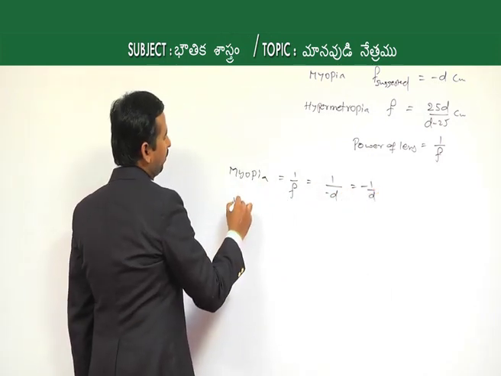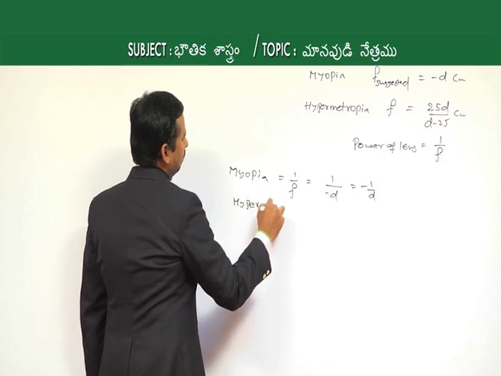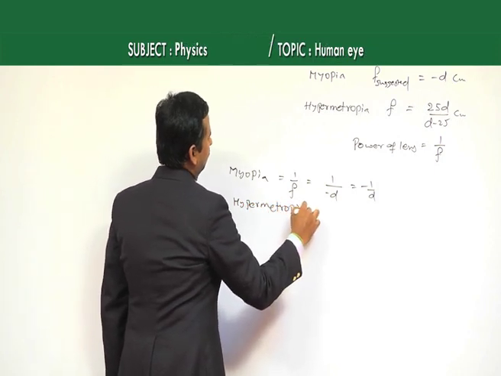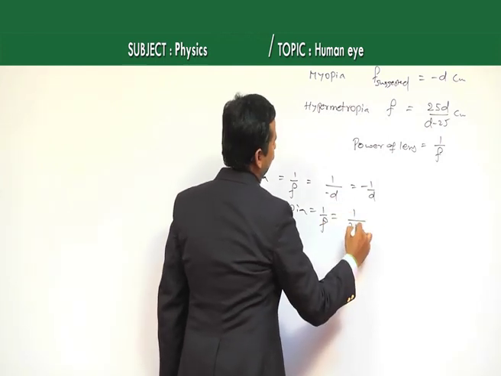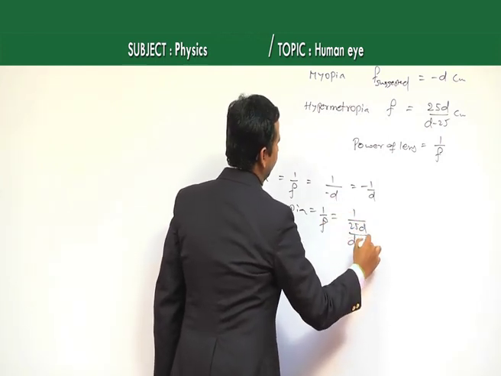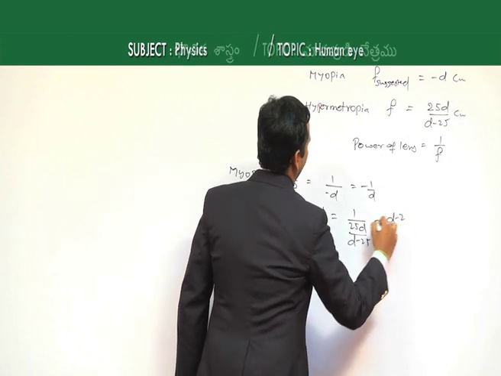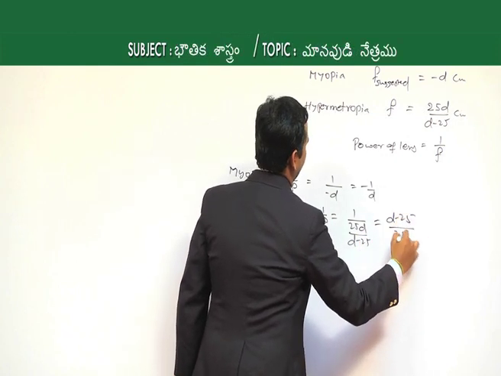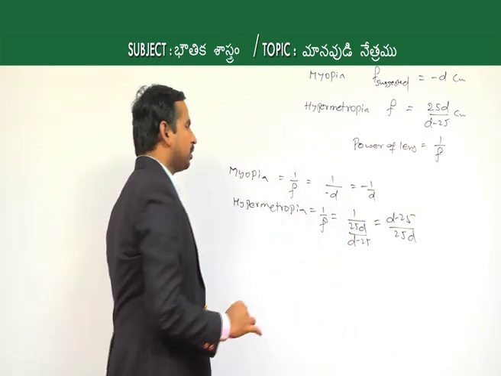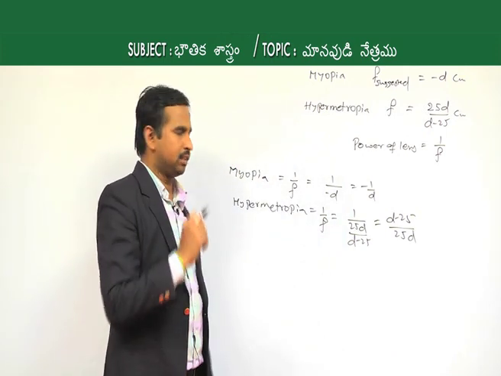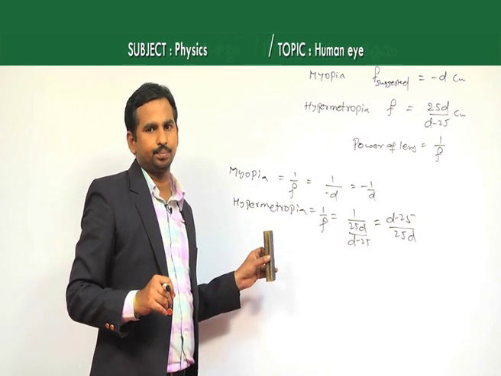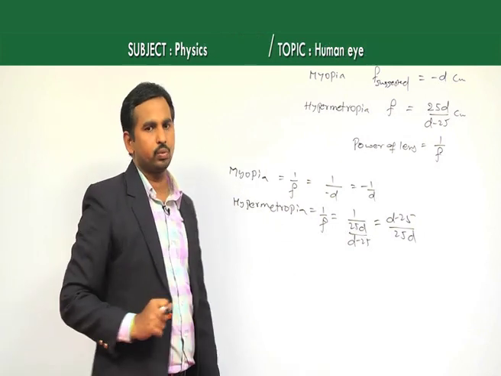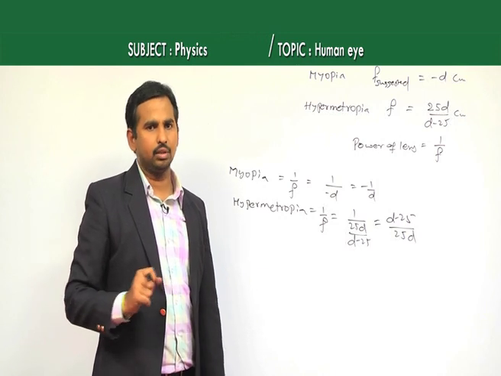Whereas for hypermetropia, again P is equal to 1 by f, where the focal length is given as 25 d by d minus 25. So finally, we get the power as d minus 25 by 25 d. That is the power of the lens required to correct myopia and to correct hypermetropia. Then let us see how to use this while solving the numericals.